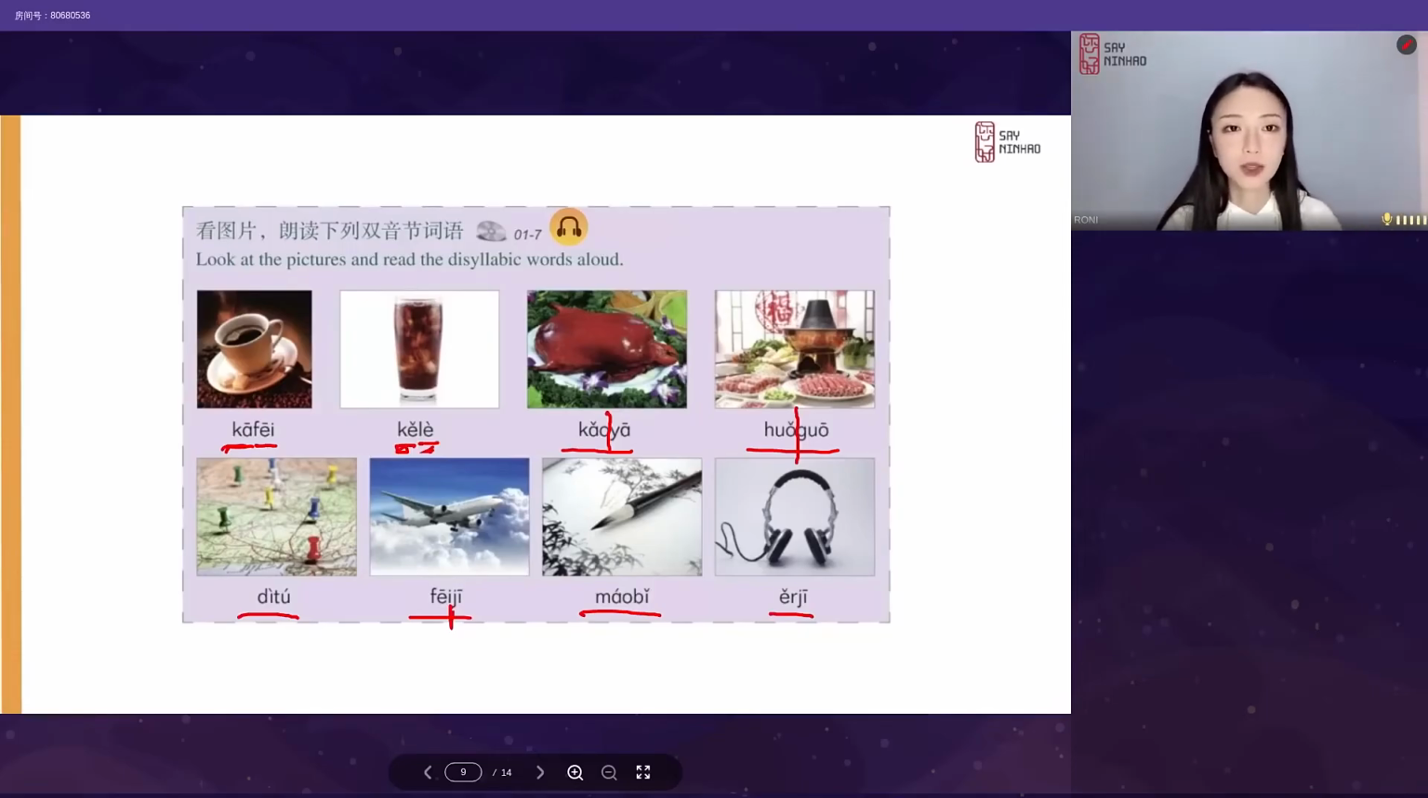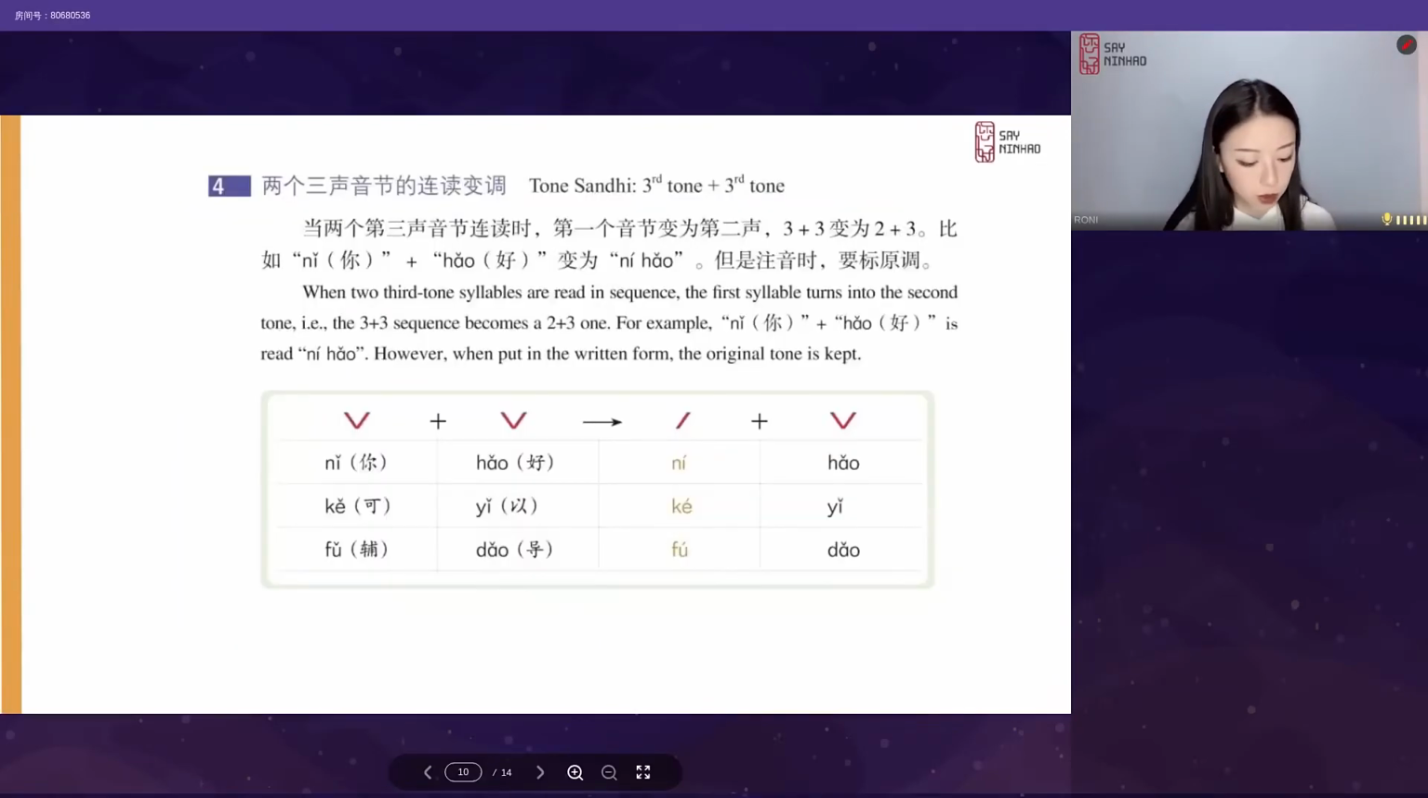It is headphone. Read after me, please. 耳机，耳机. Very good, very good. So now let's move on to the next part. Next part, the tone sandhi.